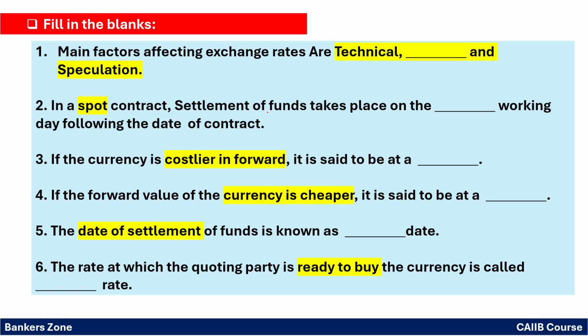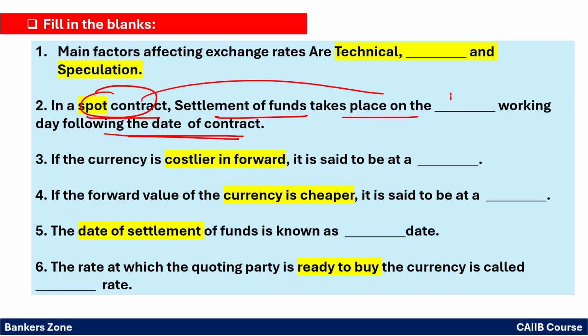Now see, second, a spot contract. In case of a spot contract, settlement of the fund takes place on dash working day following the date of contract. Spot means second working day. So the answer is second working day.